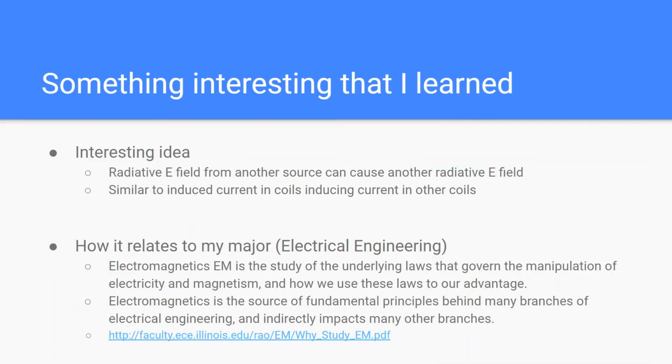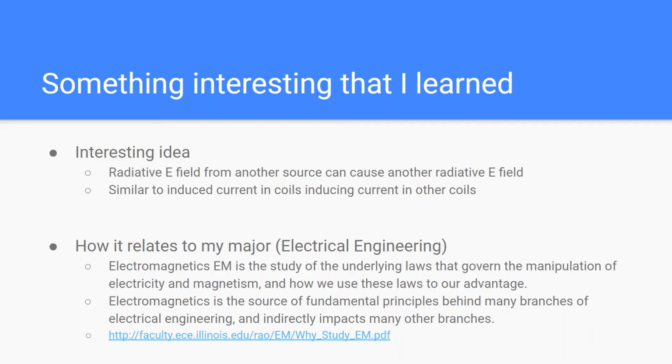Something interesting that I learned is that a radiative E field from another source can cause another radiative E field, and this is similar to how an induced current in coils can also induce current in other coils, as we learned when we looked at the flux.